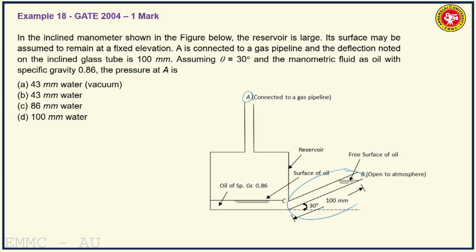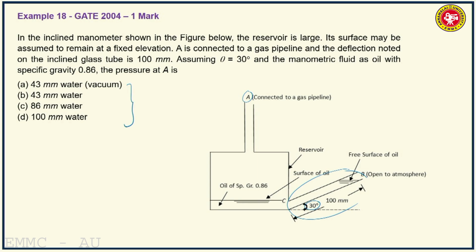is 100 millimeters. So the deflection, that is the inclined length, 100 millimeters. Assuming theta equal to 30 degrees, that is the angle of inclination which the limb of the inclined manometer makes with the horizontal, that is 30 degrees, and the manometric fluid is oil with specific gravity 0.86. You are asked to find out the pressure at A. So you are given 4 options. You have to choose the correct option.